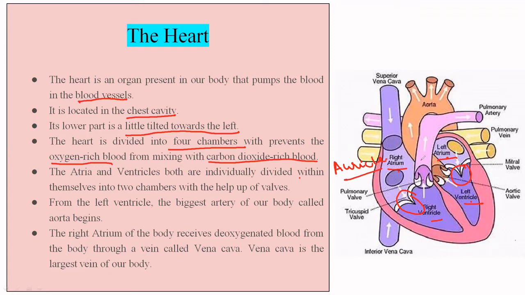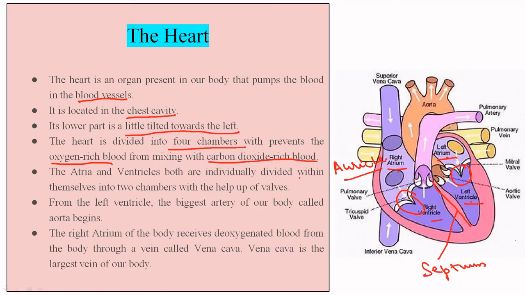The left and right parts of the heart are separated by a septum. So a septum is present between the left and right side of the heart so that the blood remains separate. Oxygenated and deoxygenated blood remain separate.